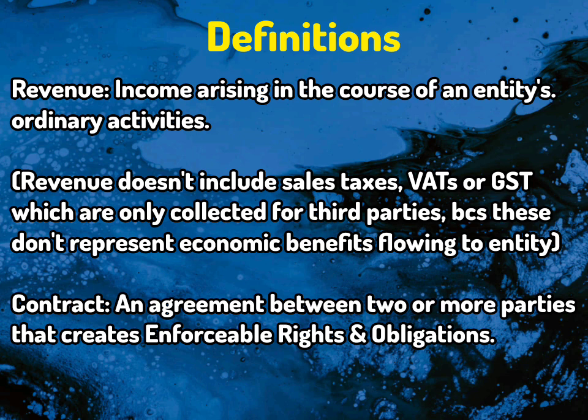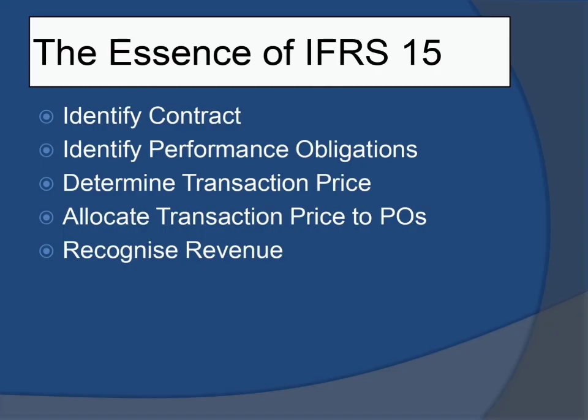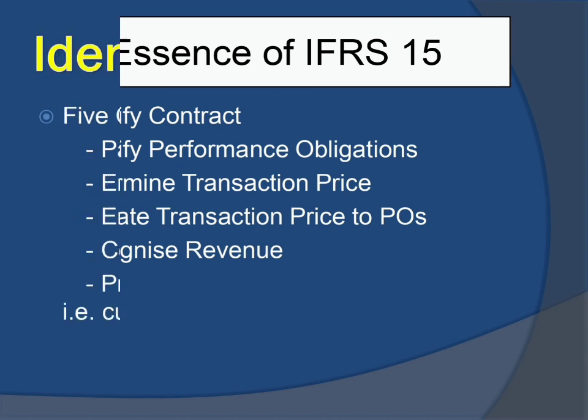Another definition is of a contract. A contract is an agreement that creates enforceable rights and obligations. IFRS 15 advocates the 5-step model for revenue recognition. The first step is identifying the contract with the customer.